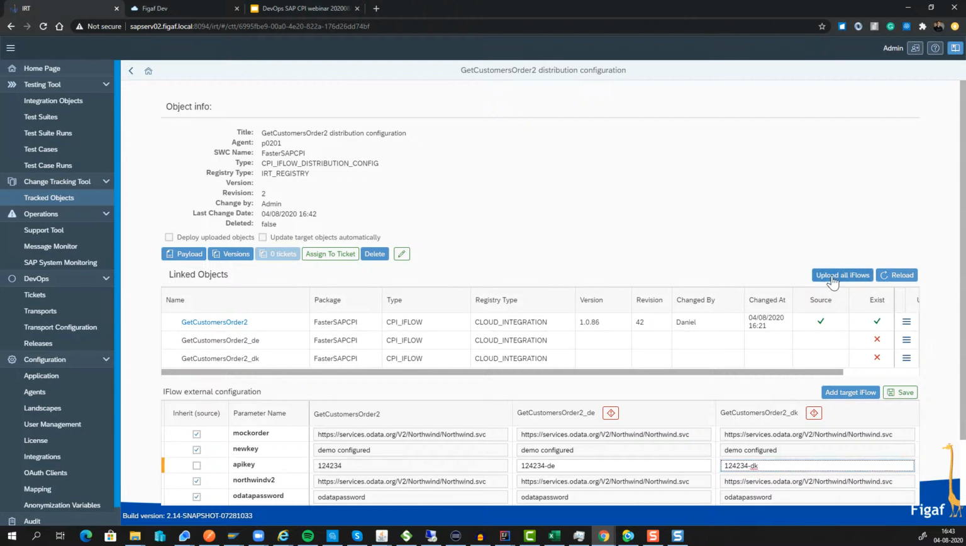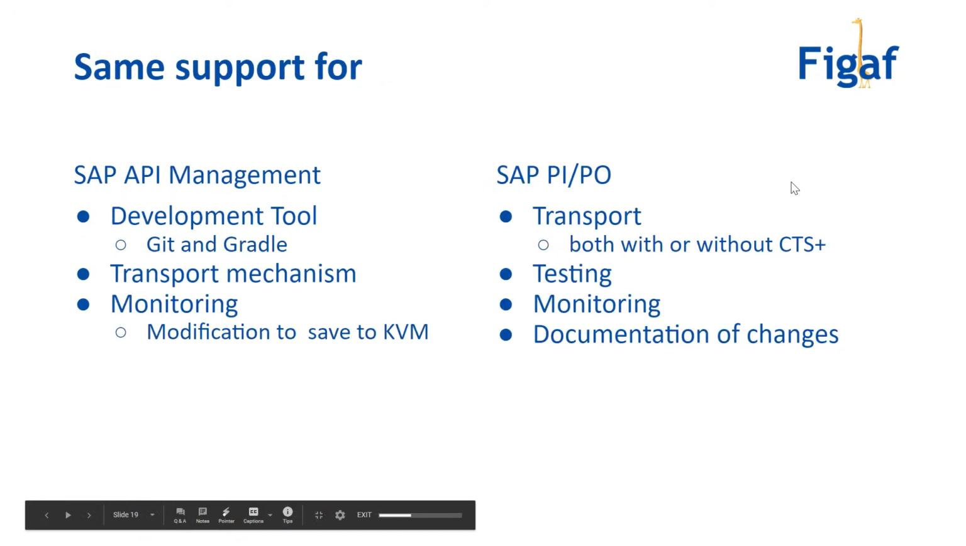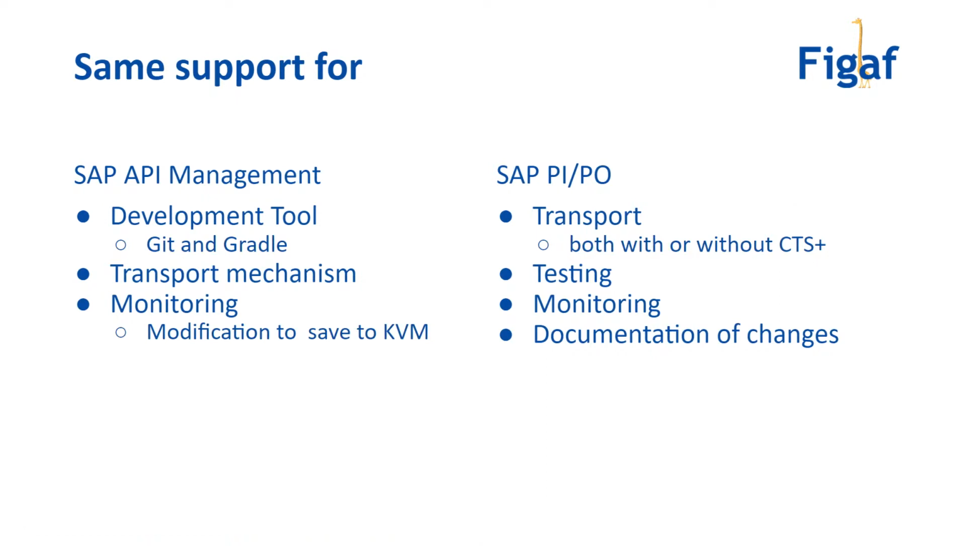We can upload and deploy all of these iFlows and specify whether or not we want to have configuration here. So this is really useful, and obviously once the original iFlow is changed, all the subsequent ones will also be changed as a part of this. So this will be in the next release. And we do have the same support for API management and PI. So if you also have those platforms, then it'll be just one way of delivering SAP integration.